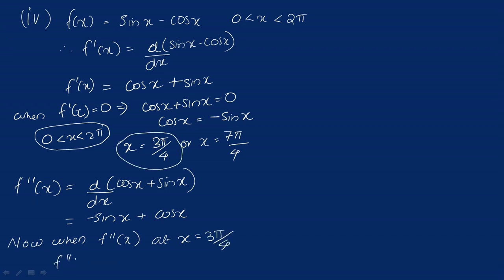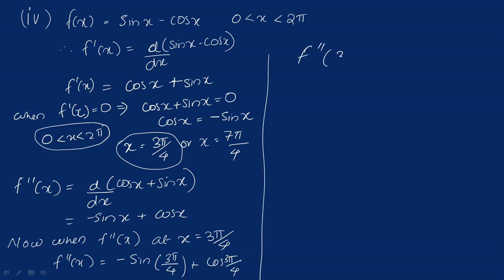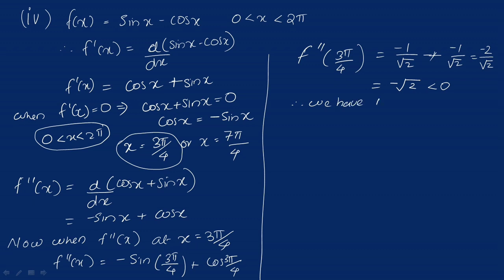Now f double dash of x at x equal to 3 pi by 4 is minus sin 3 pi by 4 plus cos 3 pi by 4, that is minus 1 by root 2 minus 1 by root 2. So we have minus 2 by root 2, that is minus root 2. Minus root 2 is less than 0, so we have the local maximum here.